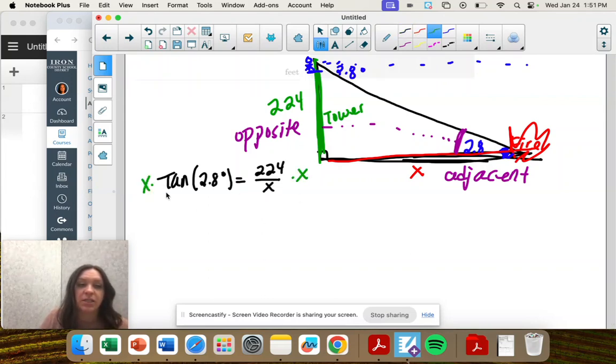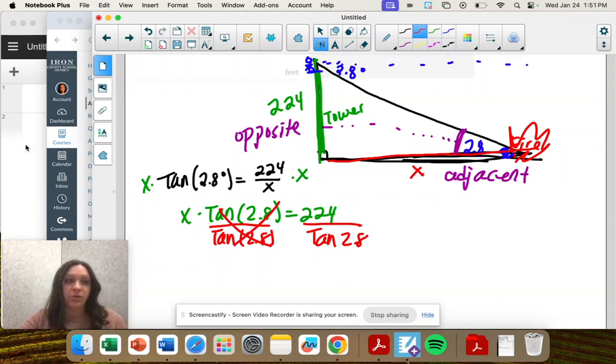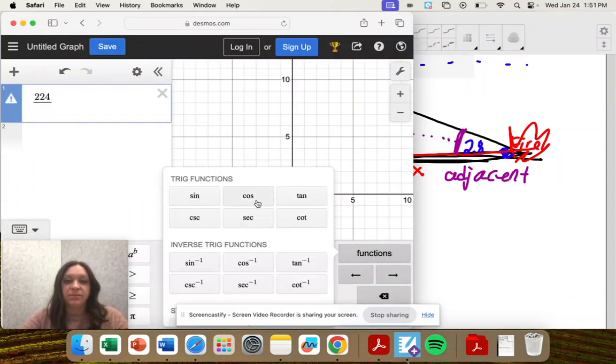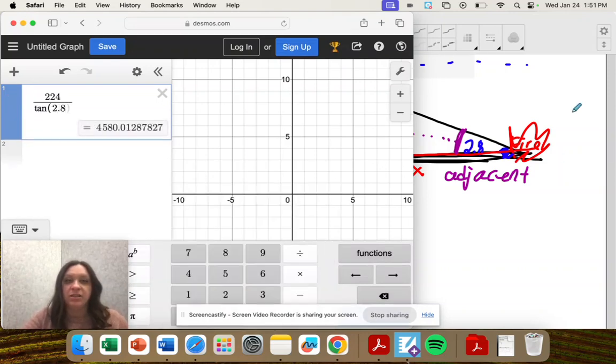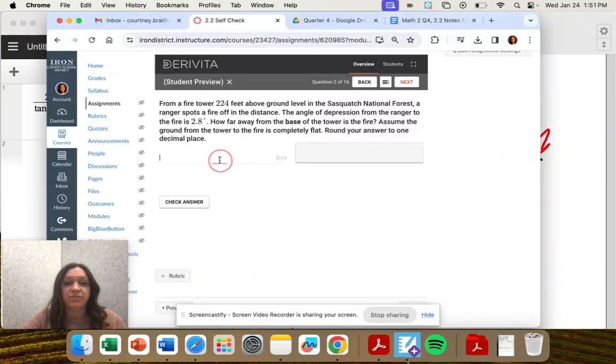So I'm going to times both sides by x. That gets rid of my fraction, but x isn't by itself yet, so I have to divide both sides by tangent of 2.8. And that's what goes in the calculator. So 224 divided by tangent of 2.8 degrees. So our fire is a long ways away, 4,580 feet.